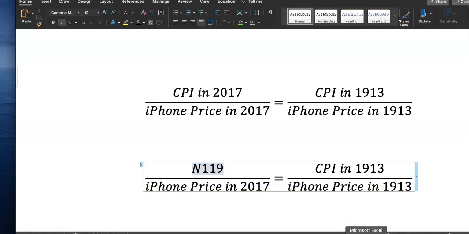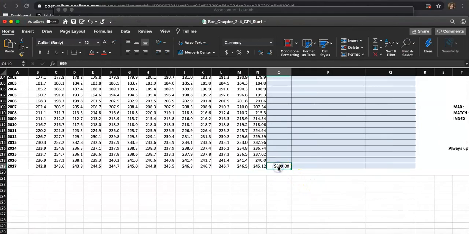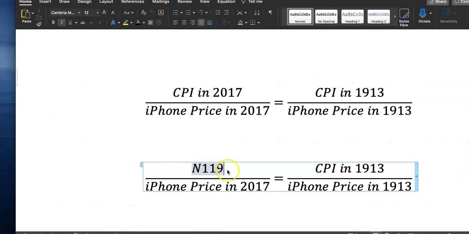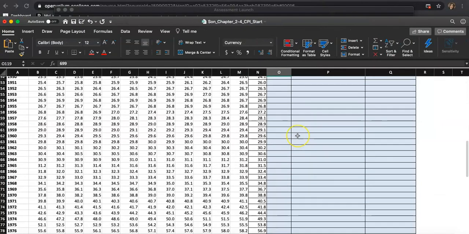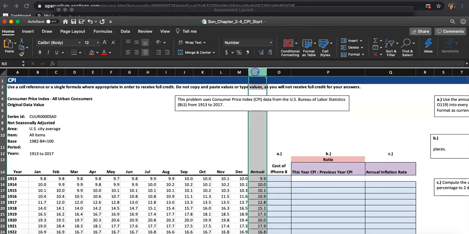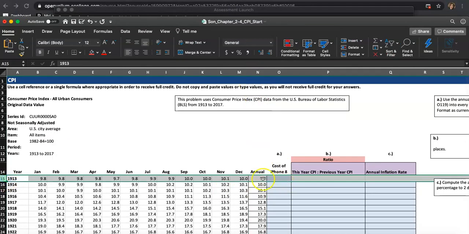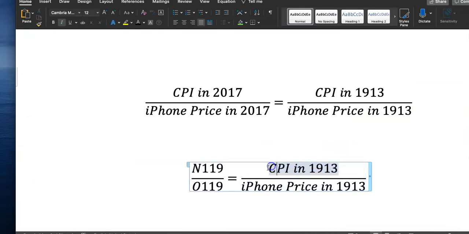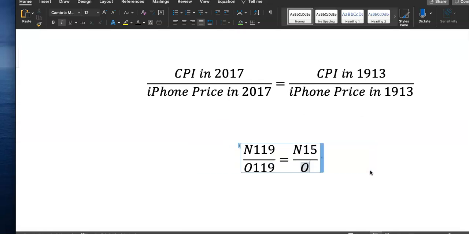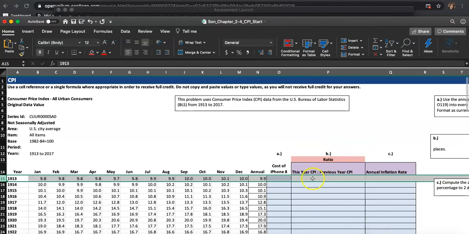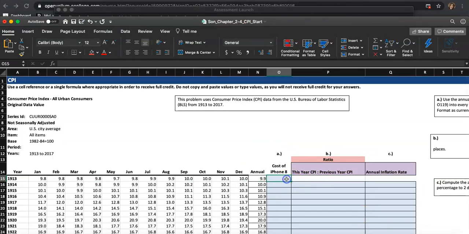What about the iPhone price in 2017? Where is that going to be? The iPhone price in 2017 is in O119. So let me change that to O119. Now, the CPI in 1913 was way up there in the table, so let me go back and find the name of that. That one was in N15. So write down N15 for this. And lastly, the iPhone price in 1913. That one was in O15. I think it's the one directly to the right of it, right? O15, yes.